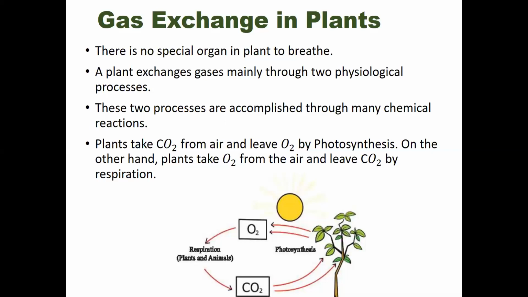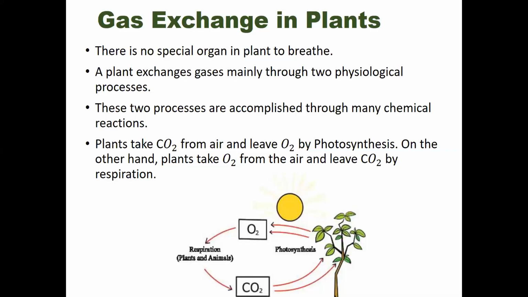In plants, the frequent exchange of oxygen and carbon dioxide does not occur as it happens in animals, like we breathe in and breathe out in a rhythmic way. But in plants, the frequent exchange does not occur. It happens on a required basis.